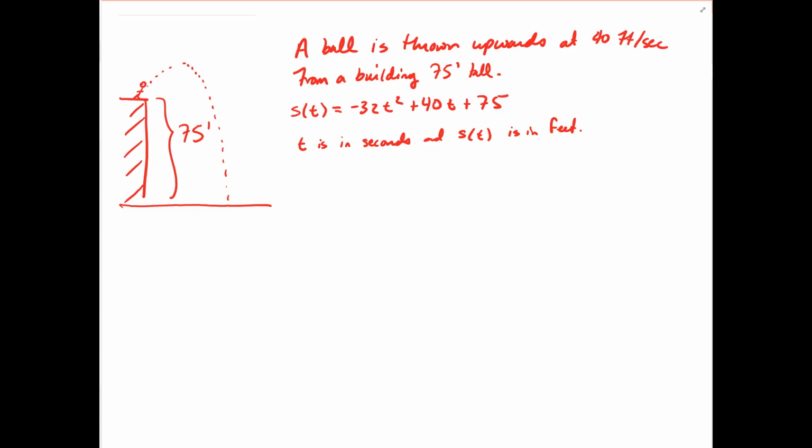Okay, folks, so in this problem we're considering a ball that's being thrown upwards at an initial upwards velocity of 40 feet per second from atop a building that is 75 feet tall. So just for fun, I've drawn a picture here. This picture isn't quite true to life for a lot of reasons.